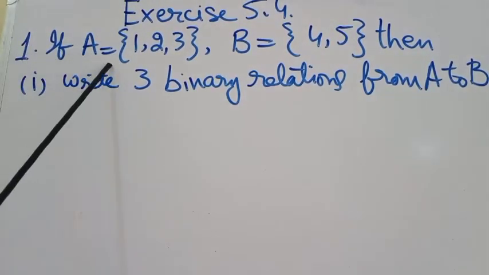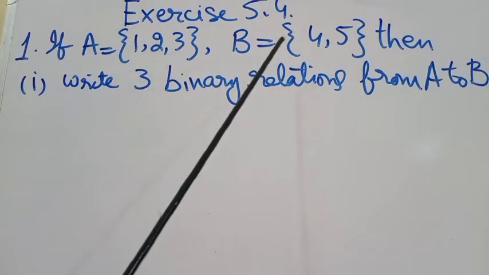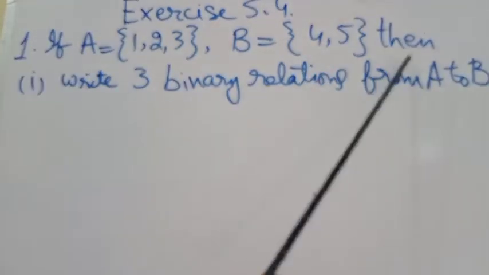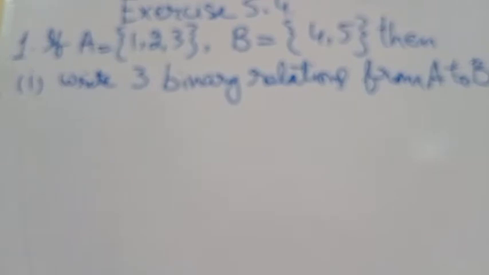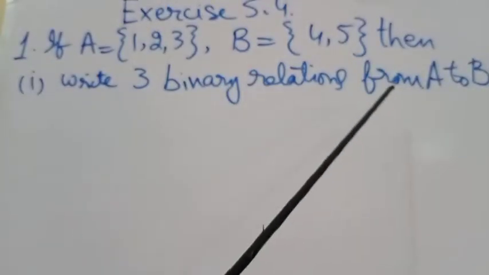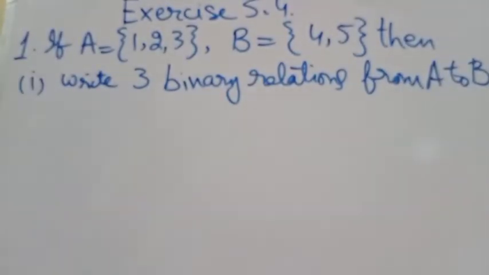Exercise 5.4. First question: if set A is equal to {1, 2, 3} and set B is equal to {4, 5}, then the first part of the first question: write three binary relations from A to B. We write here, solution.